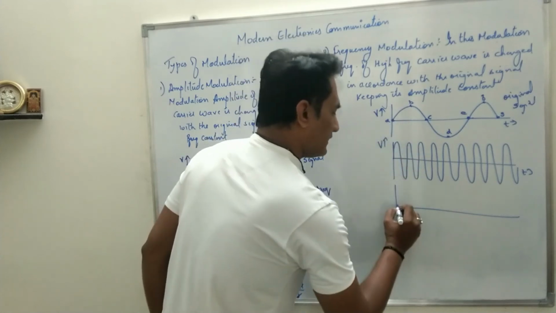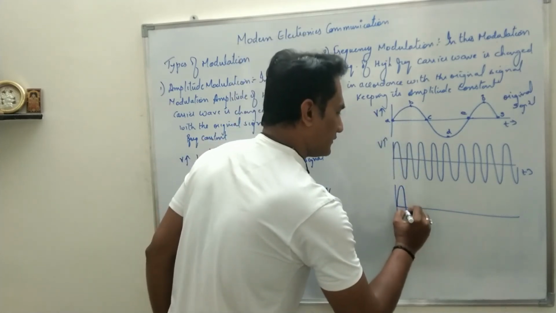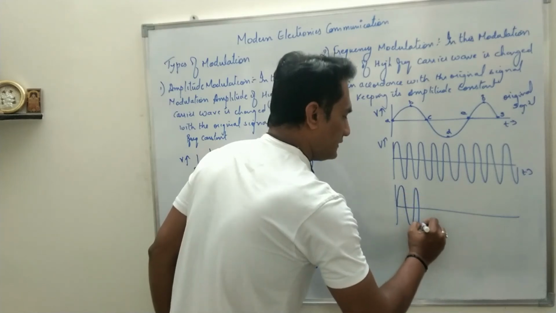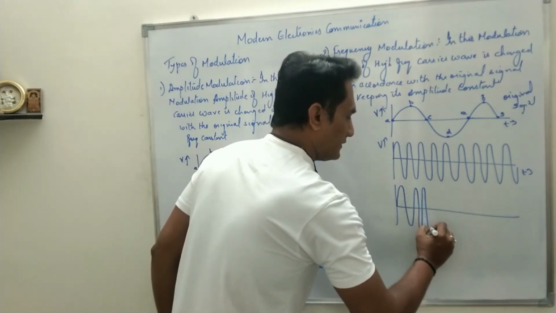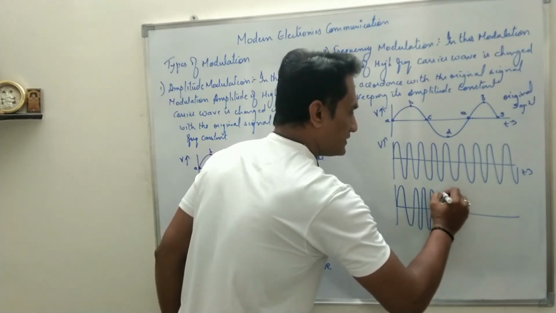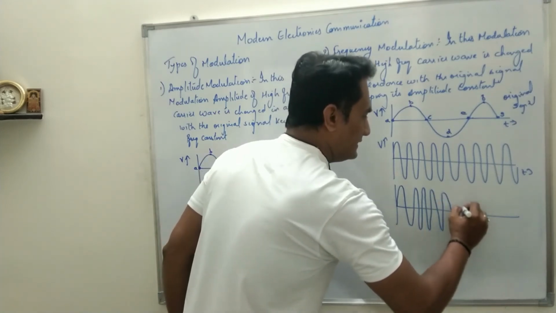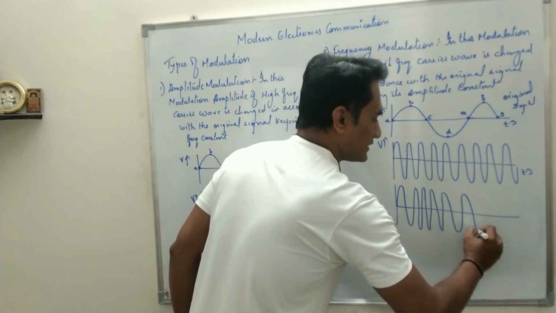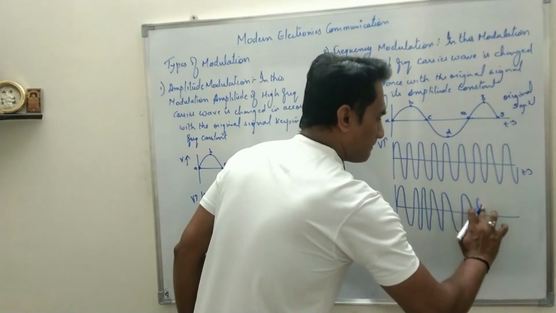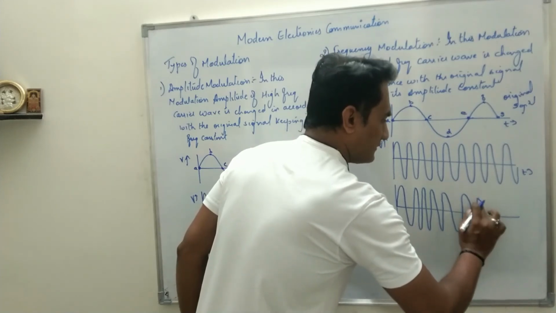So at A, the frequency remains the same, and when it reaches B, we represent it by a narrow pulse. Then at C, the frequency again becomes the same. Then at D, it will be shown as a broad pulse. Then at E, again the original frequency.